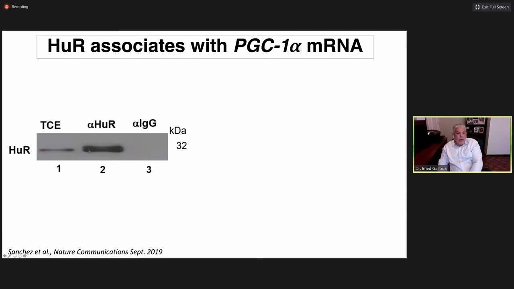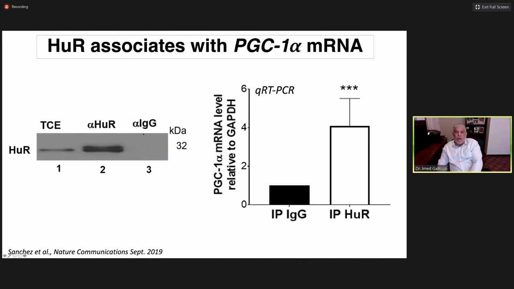We performed immunoprecipitation, and this Western blot shows that the immunoprecipitation worked very well compared to the IgG control. And we assessed whether PGC1 alpha associates. As you see here, PGC1 alpha is enriched many-fold in the immunoprecipitate with anti-HuR antibody. So the answer: HuR associates with PGC1 alpha mRNA.